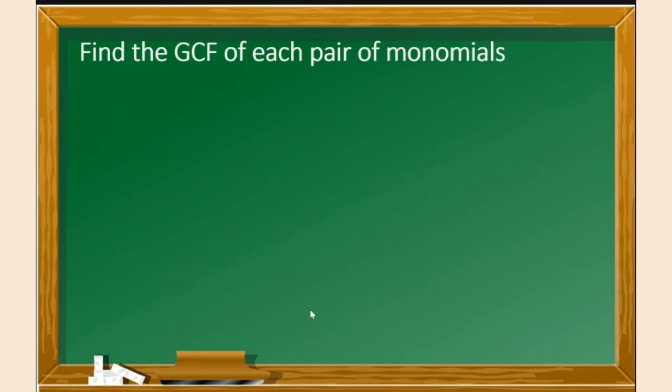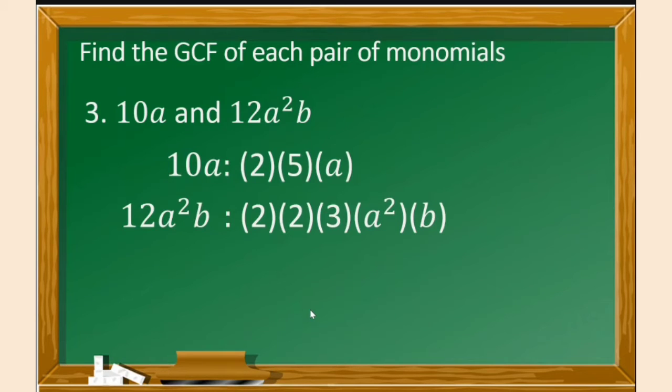Find the GCF of each pair of monomials. So, another example, we have 10a and 12a squared b. So, as you can see, the prime factors of 10 is 2 and 5. Then bring down the variable a. And how about 12? The prime factors of 12, 2, 2, and 3. 2 times 2, 4, times 3, 12. Then copy the a squared and the variable b.